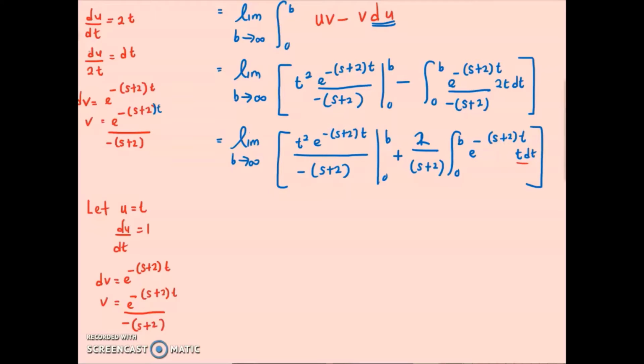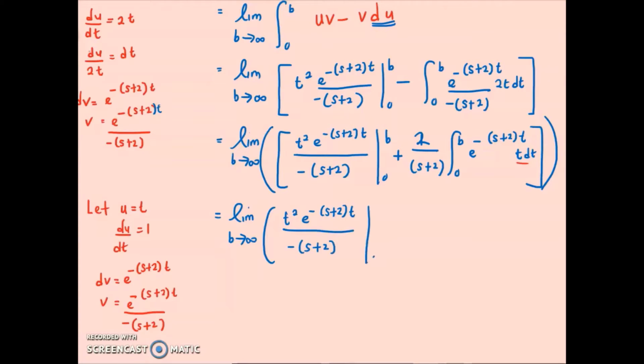Okay, now I have to apply integration by parts one more time. So I have the limit as b approaches infinity. This is actually for the whole thing. So let's write it out first. t squared e^(-(s+2)t) over -(s+2) from 0 to b plus 2 over s+2. Okay, now this one here, we're going to apply uv one more time. So let me just write it: uv minus the integral of v du.